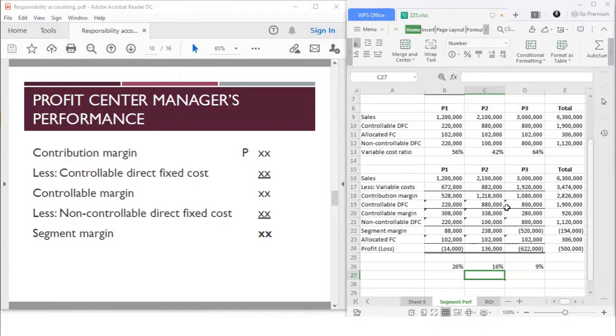Now, where can the manager make up for it? He can make up for it in the controllable direct fixed costs, because he has power over those. So that is how you evaluate a profit center. Again, if you are evaluating the performance of the center as a whole, you look at the segment margin. If you are evaluating managerial performance, you look at the controllable margin. So what you must remember is the pro forma entry.